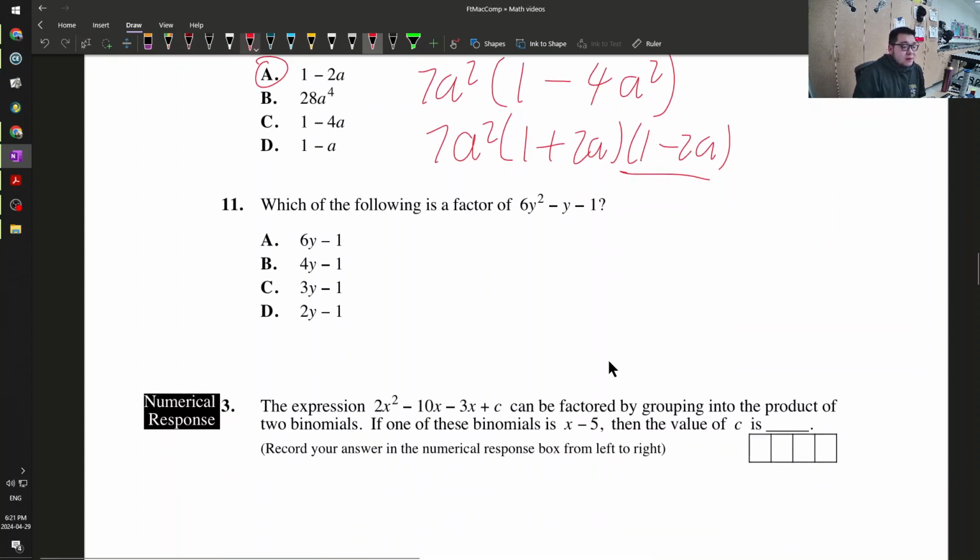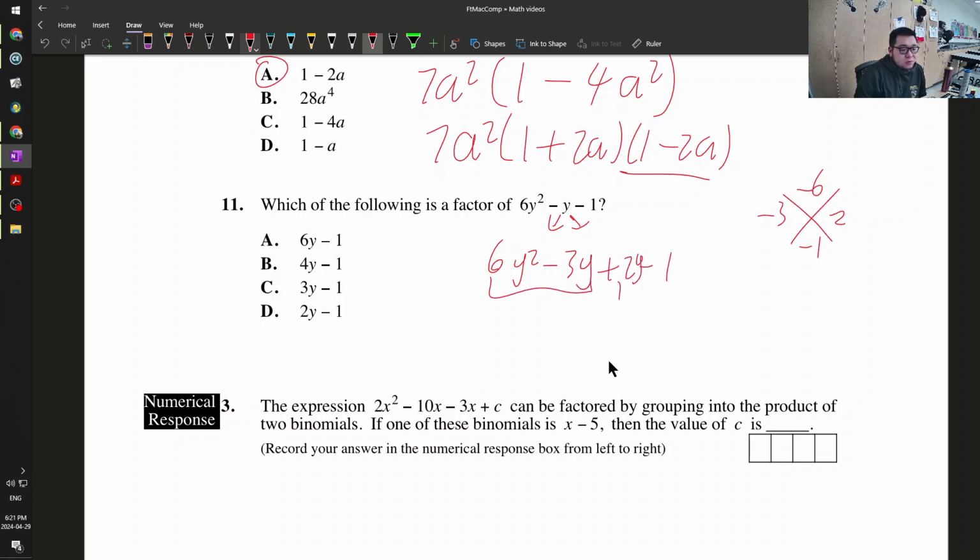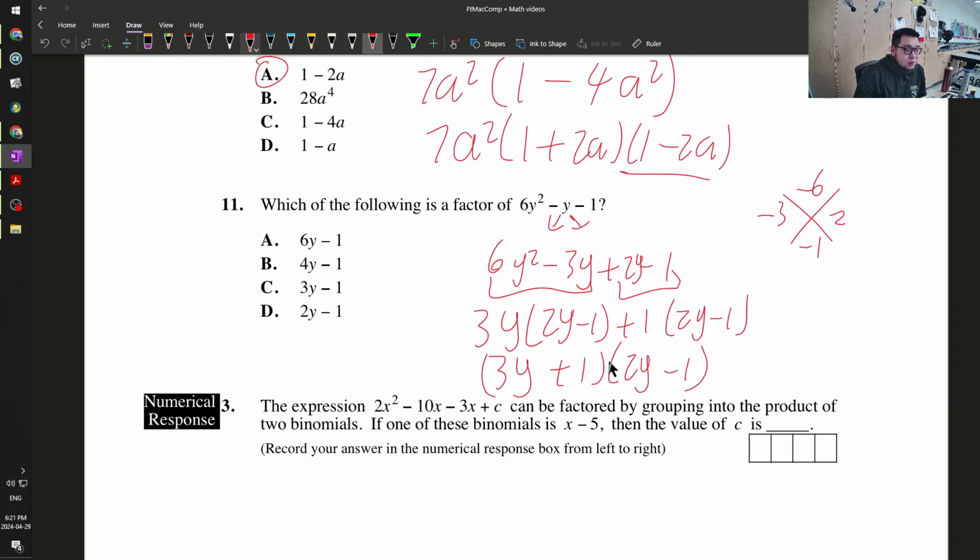11. Which of the following is a factor of this whole thing? Okay, so we have to do decomp. AC goes on the top, negative 6. B goes on the bottom, negative 1. What times what is negative 6 and adds to negative 1? Negative 3 and positive 2. Decomp, we get 6y squared minus 3y plus 2y minus 1. Group. Common factor, 3y times 2y minus 1 plus 1 times 2y minus 1. 3y plus 1 times 2y minus 1. 11 is D.